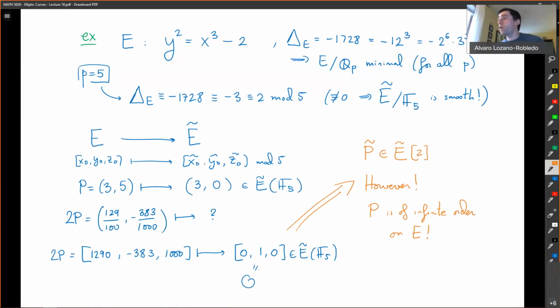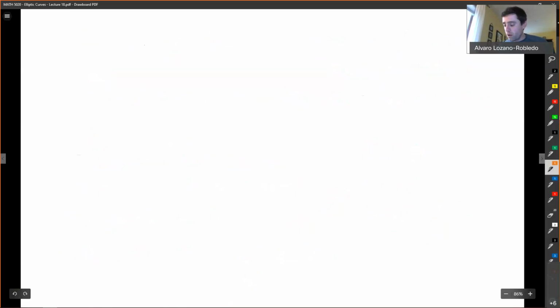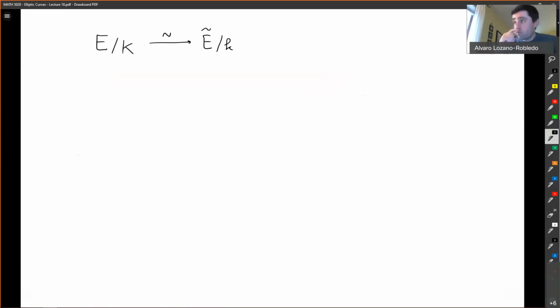All right. So now again, in general, we're going to have an elliptic curve over K in minimal form, and a reduction map to a curve over the residue field. And then the warning here, that's actually the right warning.